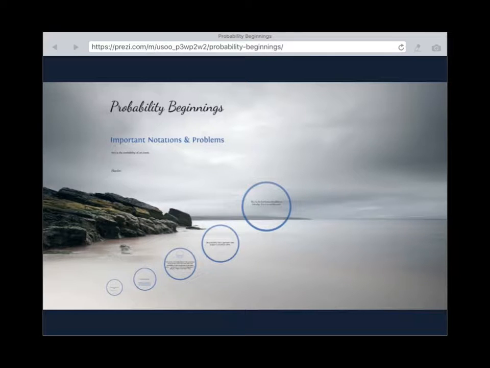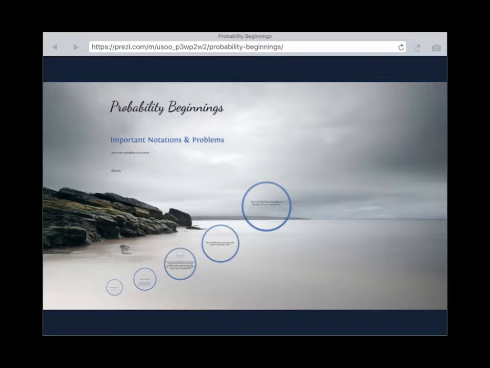So for quarter two, we are talking about probability for the most part. So you are going to need to have out your notes because you're going to need to take some along with this video, because there are going to be some important notations and problems that we're going to go through.